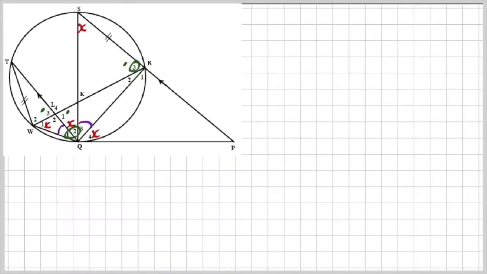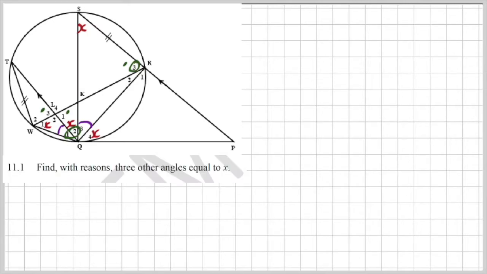When we now look at actually starting to answer the questions, find with reasons 3 angles equal to x. Remember, in the information, it's given that Q2 is equal to x. But then, I've got angle S, that is x. I've got angle W, that's x. And I've got Q4, that is x. In other words, I've answered the question.